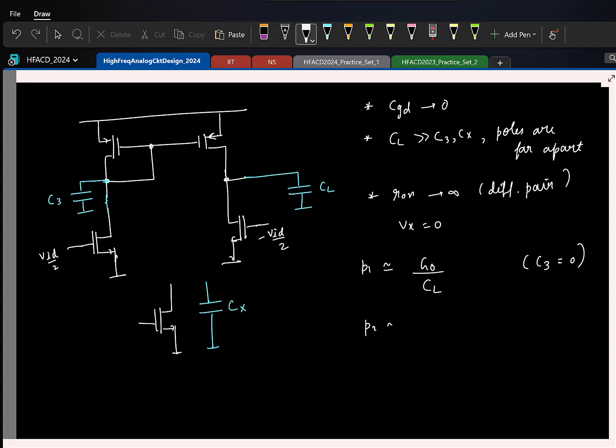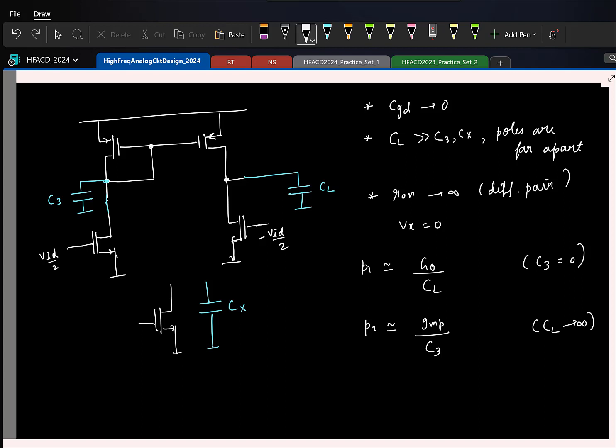So the second or the high frequency pole is due to the capacitor C3. And to find this pole, what do we do to CL? We'll assume that it's short. So what is the pole? C3 is here, and what is the resistance looking here? It's 1 by Gm parallel R0 of this. The R0 has been ignored, so it's just 1 by Gm. So the conductance is Gm of the PMOS.